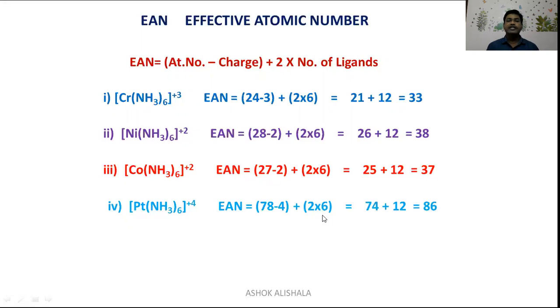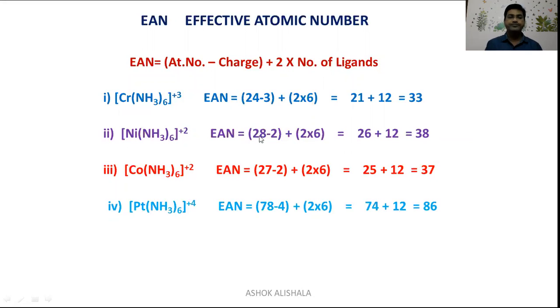That's why it is going to be... 2 into 6, 74 plus 2, that is 86. 86 is going to be the atomic number of the... that is radon, not xenon. And here it is going to be the radon atomic number. Therefore, this follows the effective atomic number. That's why these 3 compounds do not obey effective atomic number, and only this one.